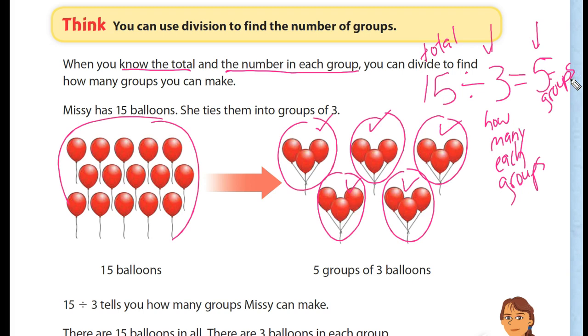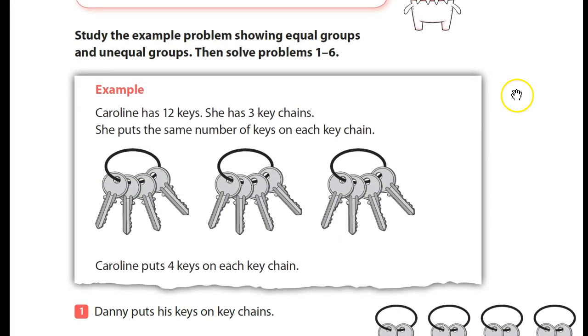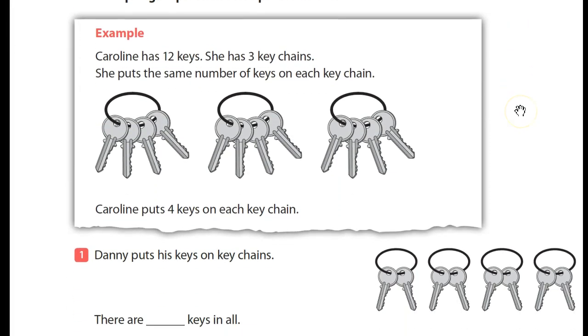So here's some more examples that we have. Study the example problem showing equal groups and unequal groups. Then solve problems 1 through 6. So look at our example. Caroline has how many keys? 12. Yes, 12. It says right there. Caroline has 12 keys. She has 3 keychains. So that would be groups. She has 3 groups.